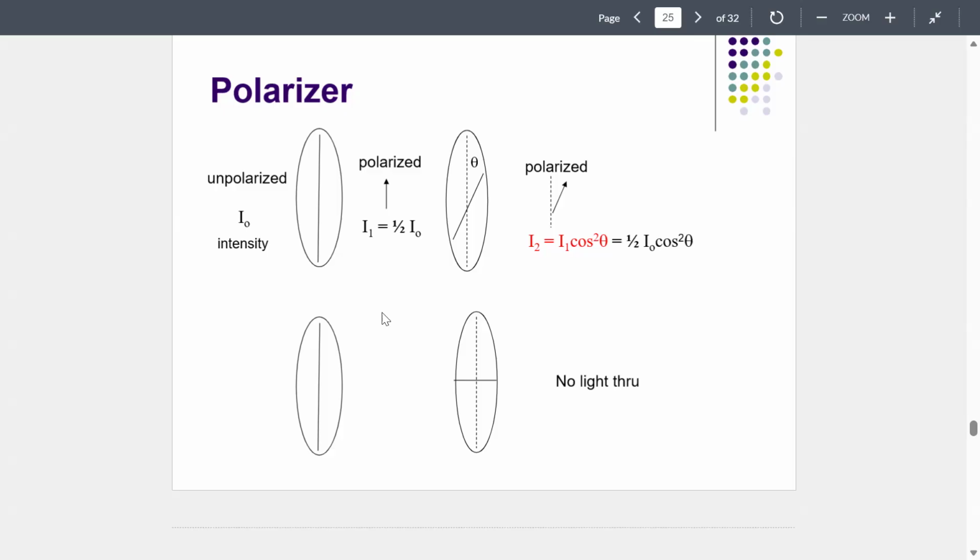But as you rotate it, now you block everything, because the first one blocked all the horizontal light and the other one blocked all the vertical light. So now you have nothing to go through, right? Unless you put something in between. That's amazing.